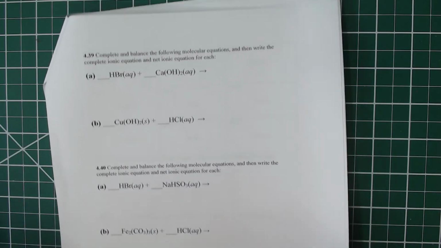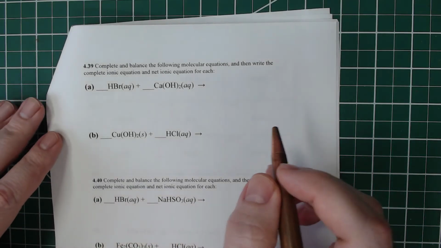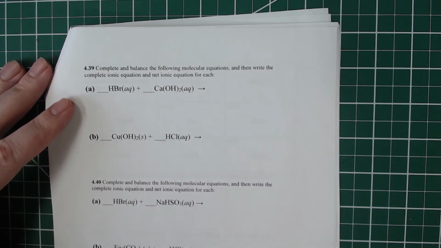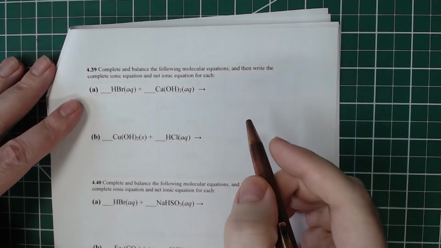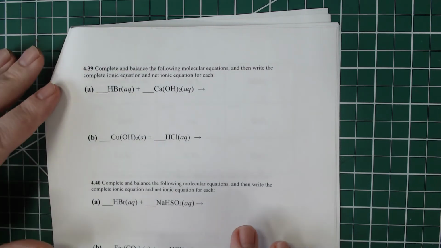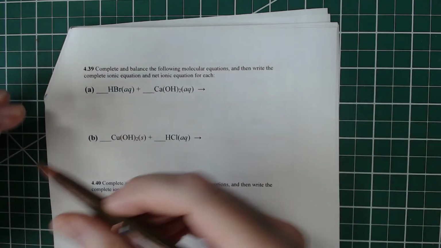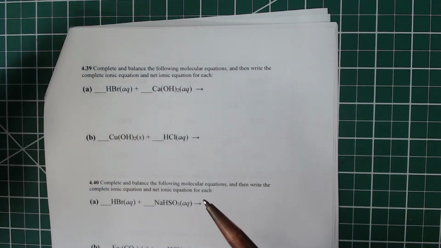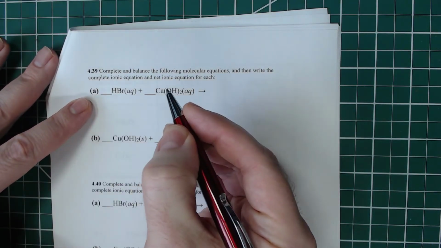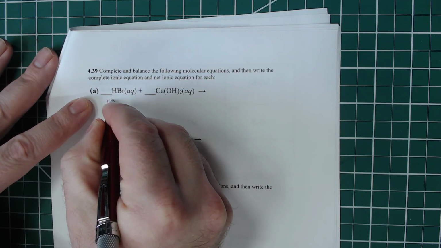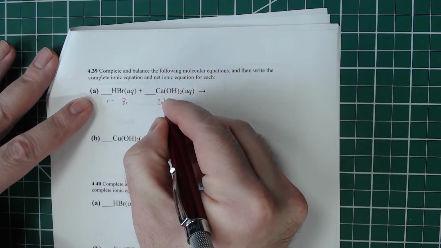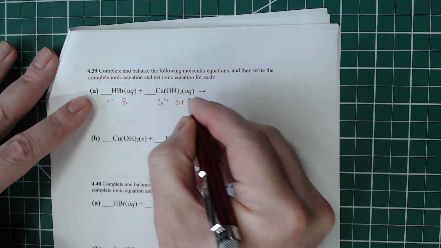All right, so number 39. Yeah, so number 39 here, we've got 2 of these, and we want to balance them. All right, so we want to write out the molecular equation, the complete ionic equation, and the net ionic equation. So just like with before, it's helpful if you write down what the ions that you're dealing with are. So we know we have H plus and bromide, and here we've got the calcium 2 plus and hydroxide.